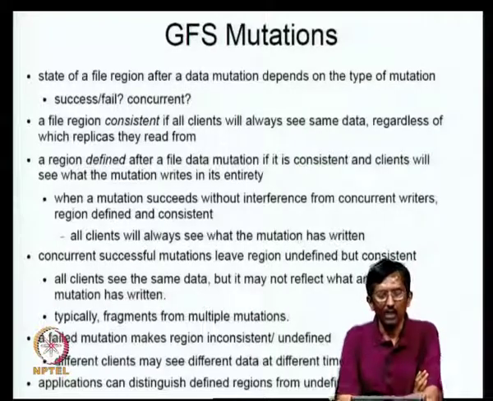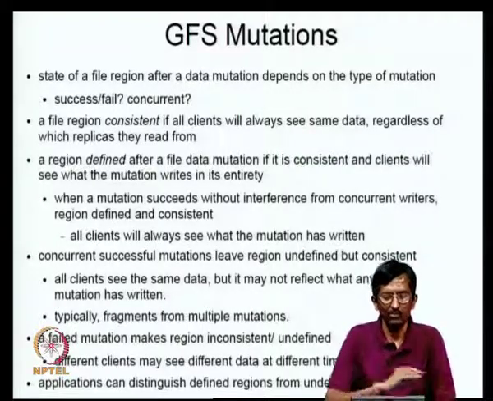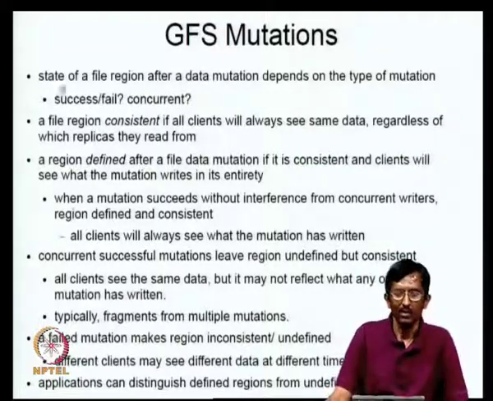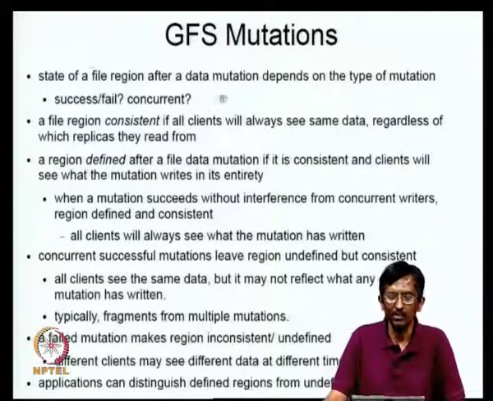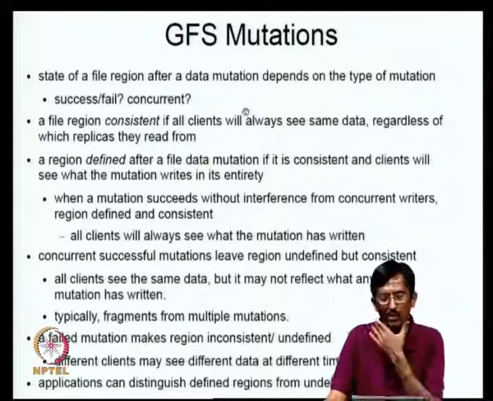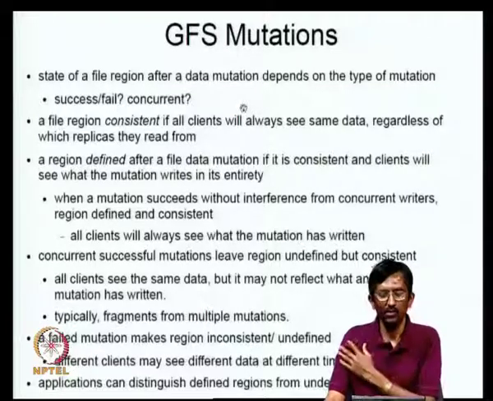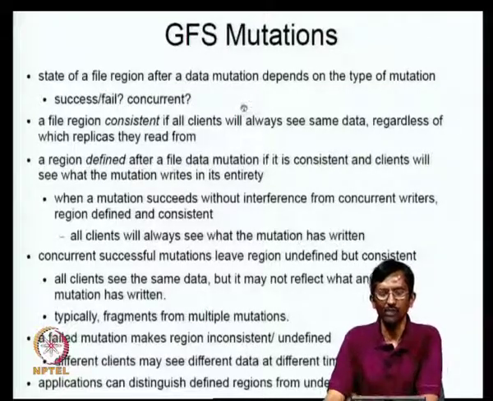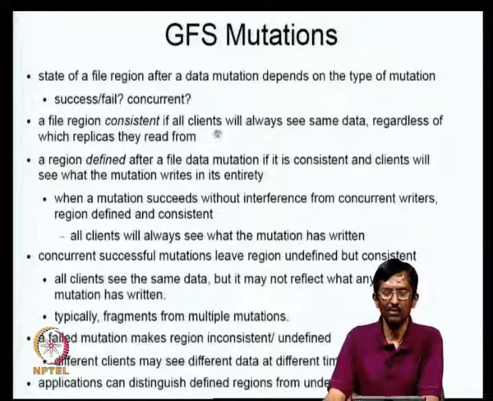So if you do these mutations, then the state of the file after this mutation depends on the kind of thing that happened. Was it a success or failure? Was it concurrent? In GFS, they define some terminology, something called consistent and something called defined.